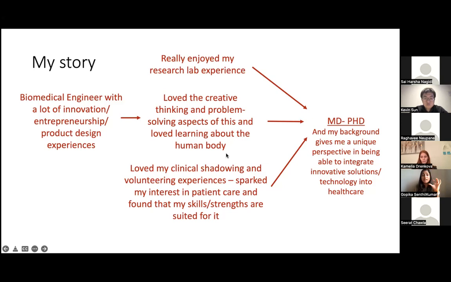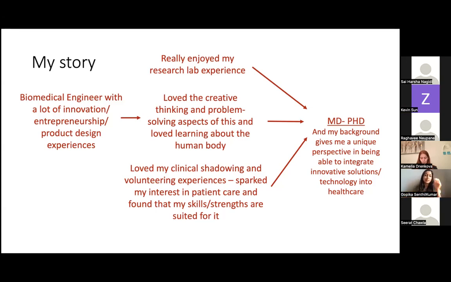And I really enjoyed my research lab experience, so that was an important part of my story. The main thing about engineering that I extracted from those experiences is that what I loved was how creative it was, and how much you could solve real world problems. I also really loved learning about the human body. In biomedical engineering, instead of levers, we learn the mechanics of how your arm works. Instead of the force of a car driving, you learn the force of walking. So that was my main extraction of what I loved most about my past, and why I'm going from biomedical engineering into medicine.